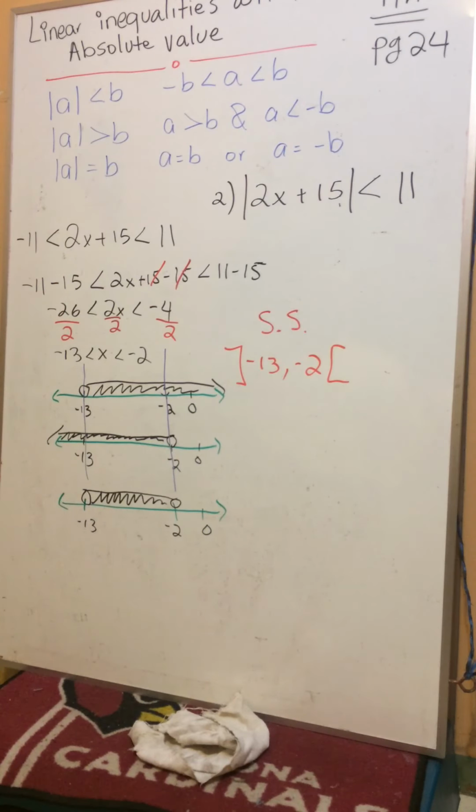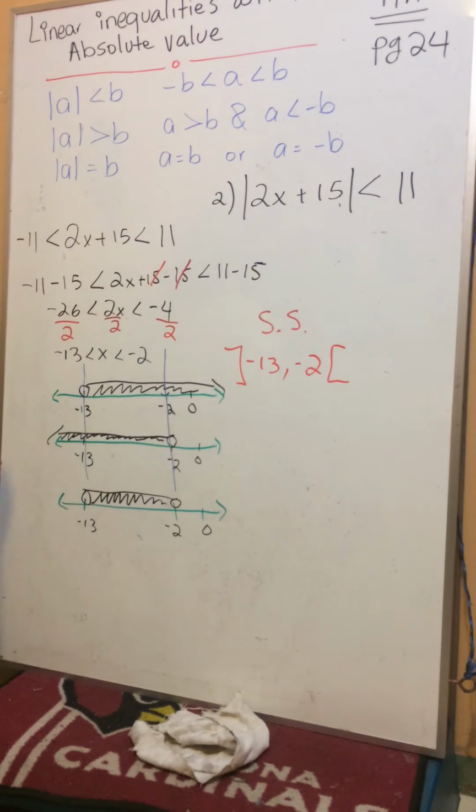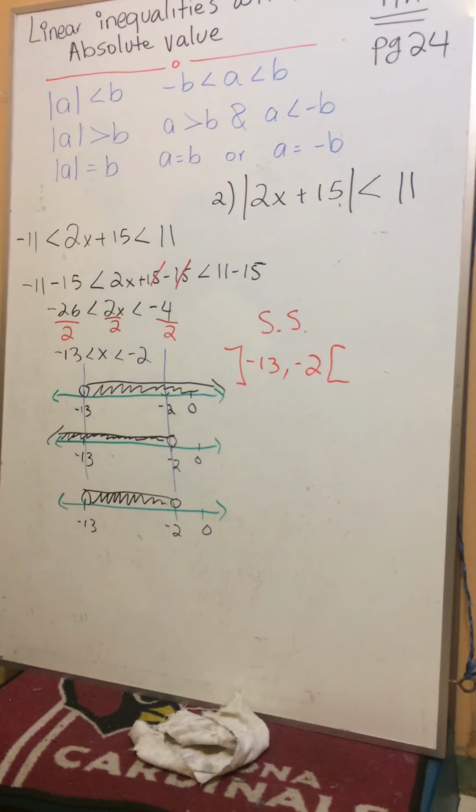What do we have to remember? The rules for absolute values, because remember, this one was an absolute value. We have the absolute value, and we take out the absolute value to put it as a normal inequality so that we can solve. But these would be the values between minus 13 and minus 2 that will make our inequality true.